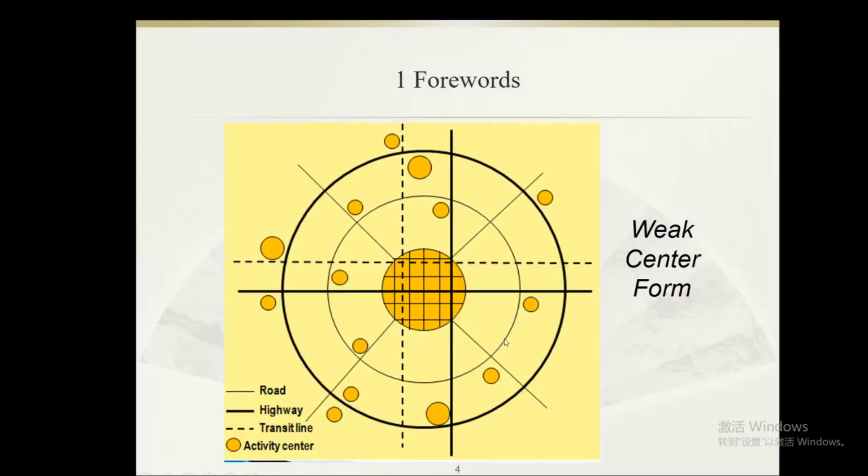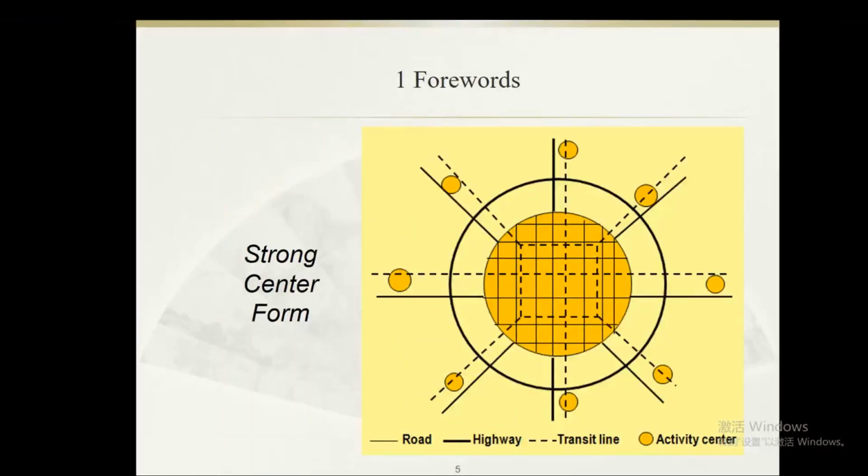You can understand this one. Less connection of the roads. But if you drive your car, it's okay. But if you take, for example, a bus, you cannot get here, here, here. Still cannot. Right? Let's check the next one. After checking the next one, you can fully understand this one. This one is called strong center form.